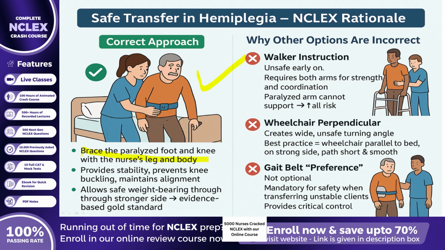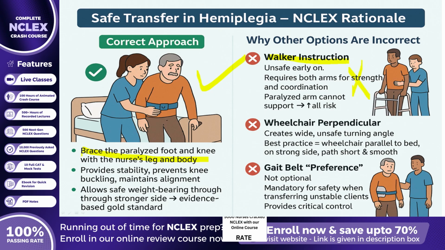Now, let us look at why the other options do not work. Option 1, instructing the client to balance with a walker is unsafe, because a walker requires strength and coordination from both arms. Since the paralyzed arm cannot contribute, attempting this too early only raises fall risk. Option 2, placing the wheelchair perpendicular to the bed, is also incorrect, because it forces the client into a wide turning angle. Best practice is to keep the wheelchair parallel to the bed, on the stronger side, so the transfer path is shorter, smoother, and safer.